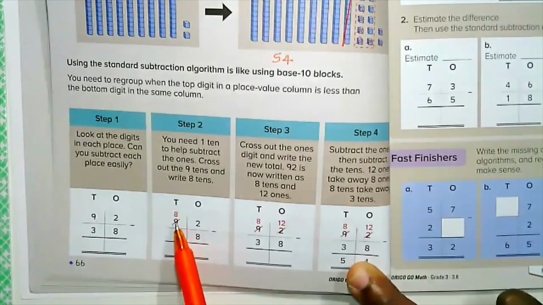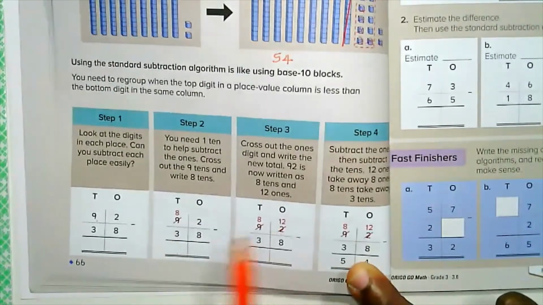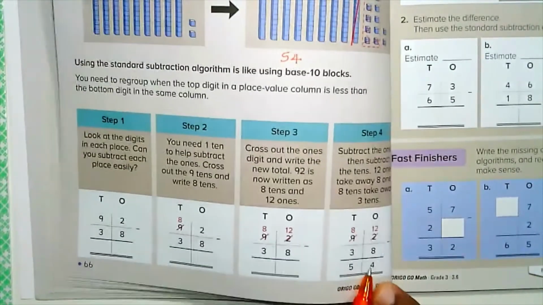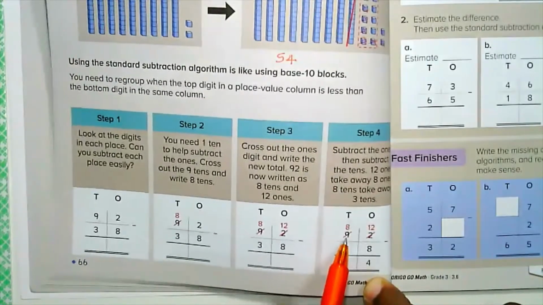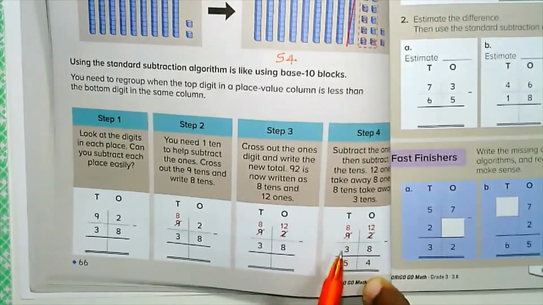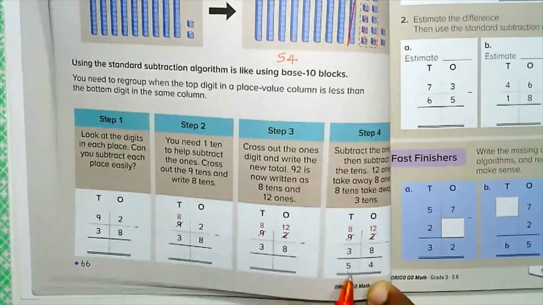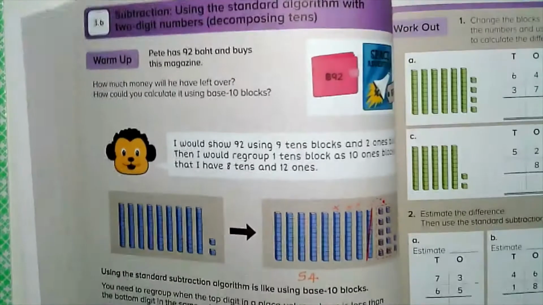So we have to borrow 1 from here. Regroup this one to be 8, take the 1 to the ones, will be 12. So 12 minus 8 will remain 4. Then this one remain 8, not 9 again. 8 minus 3 will be 5. So that is how we will get 54. Now let's take a look at some workouts.